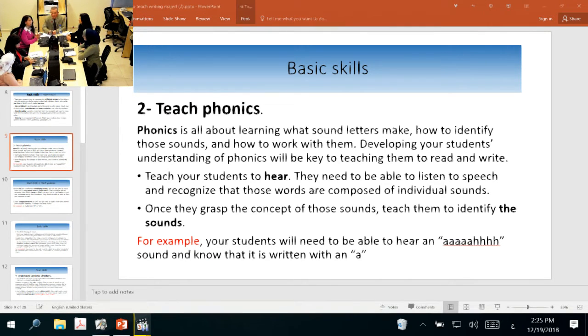Now we can move to... We move to Ms. Huda to tell us about the second step, which is teaching phonics.